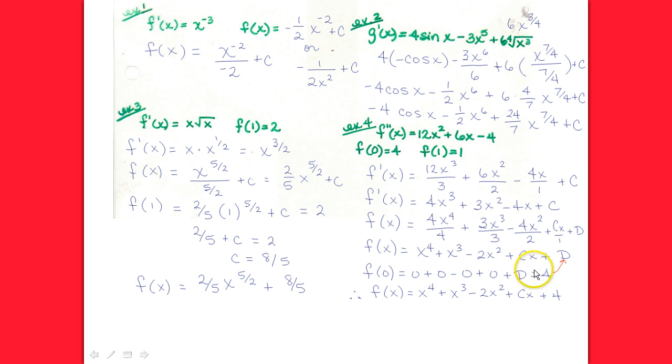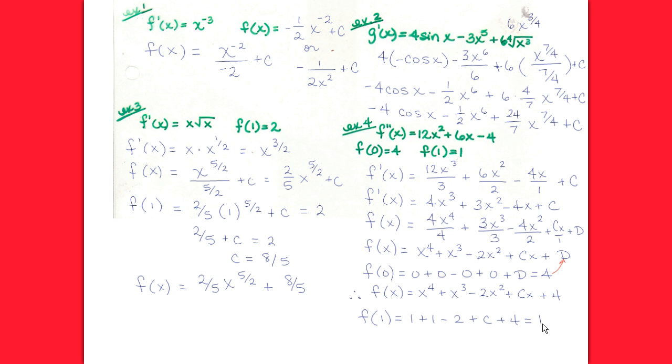So I can put 4 in the place of this d right here, and here's my new equation. Here's what I know. I have x to the 4th plus x cubed minus 2x squared, still have a c in there, cx plus 4. But they gave me a second piece of information. The second piece of information was that f of 1 is equal to 1. So now I'm going to go back and I'm going to put 1 in the place of x, and they've told me that when I do that, my answer should be 1.